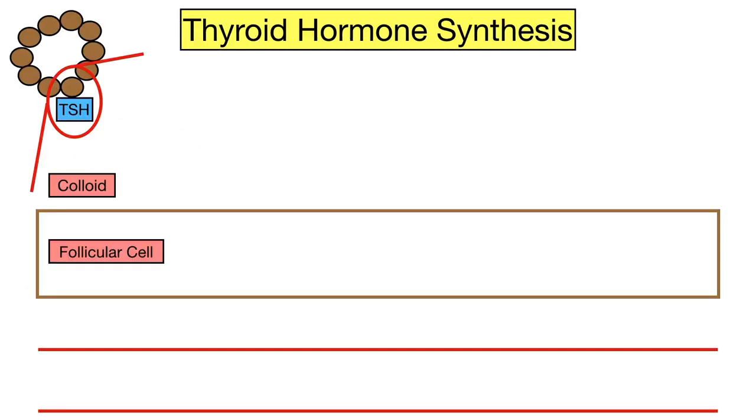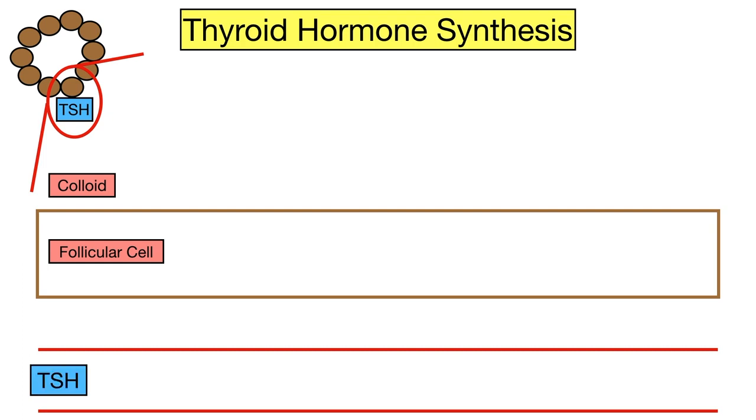Here you can see we have zoomed in on a follicle, and we're looking at a blood vessel in red with a follicular cell in brown above it, and above that we have the lumen or colloid. Let's go step by step on how thyroid hormone is produced within the thyroid gland.